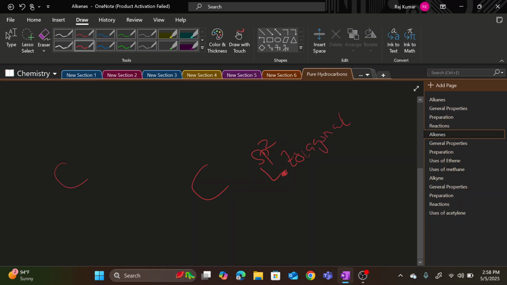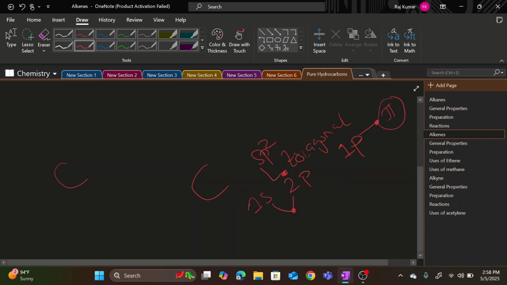And let's just understand what actually happens. One s orbital and two p orbitals combine together to form the sp2 hybridized orbitals, and the rest of the one p orbital goes to form a pi bond. So let's just draw the structure. Let's say this is one hybridized orbital, this is another hybridized orbital, and there is another sp2 hybridized orbital.